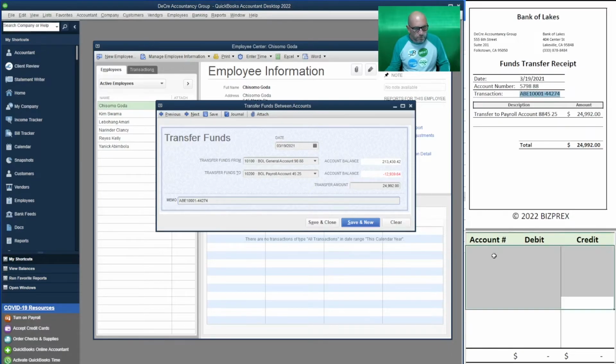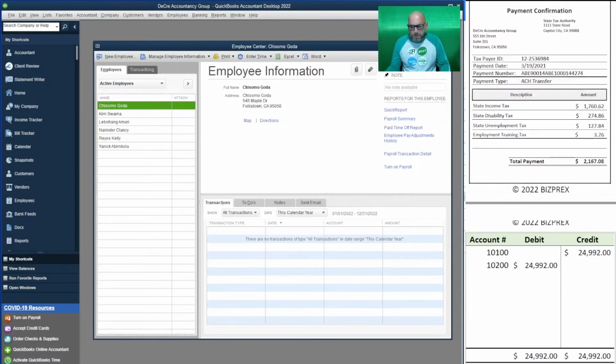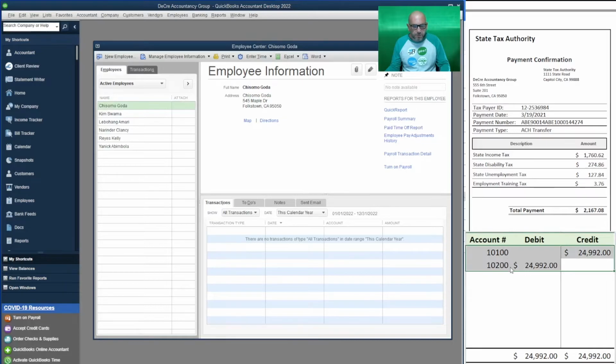All right. So debits and credits. We're taking money out of this account. This account is an asset. Assets are reduced when credited. We're putting it into this account. So payroll account goes up, general account goes down. They're both assets. Therefore, for an asset to go up, we have to debit it. For an asset to go down, we have to credit it. So here it is. And then we have some liabilities we now have to pay, payroll liabilities.